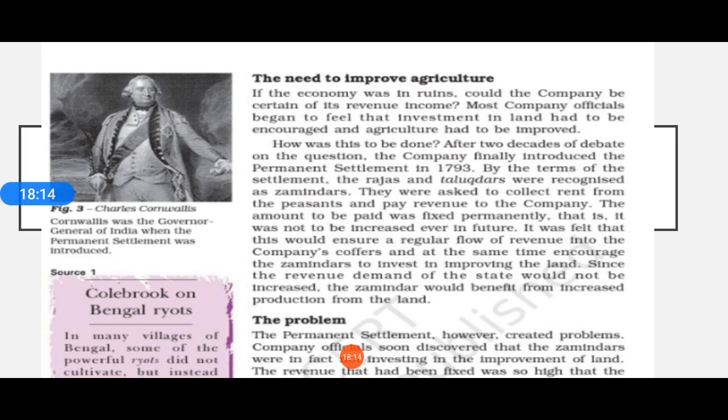But was there any scope? No, there was not any scope, because the contract had been signed for the fixed amount. So the Britishers were still getting the regular income for the company. Now they were encouraging the zamindars to invest in land, to pay more attention to the quality of land, so that the production could be increased.